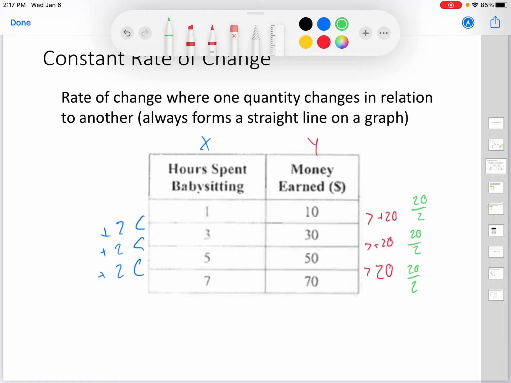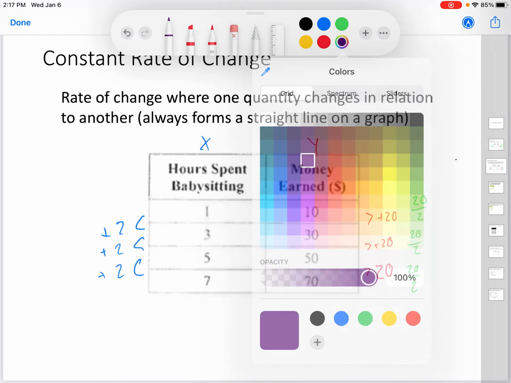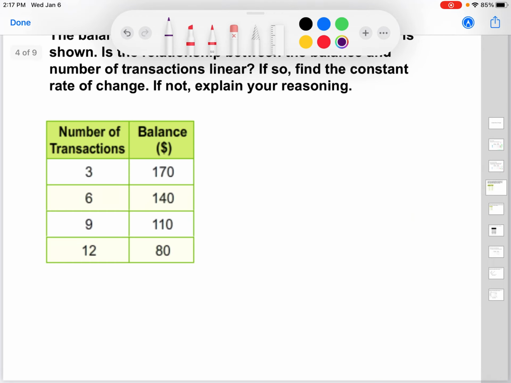And when you're writing a constant rate of change, it has to be in its most reduced form. So we can't leave it as 20 over 2. It has to be 10. All right, so that's constant rate of change. We're just calculating it that way using tables.